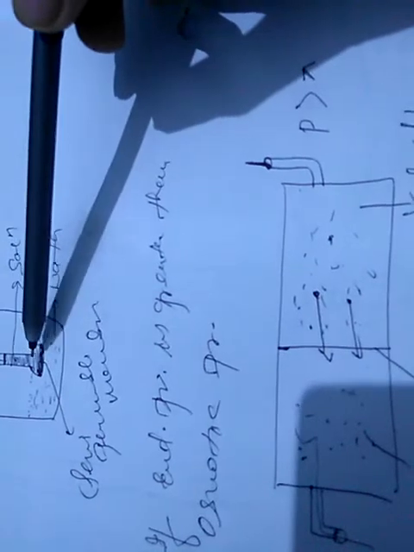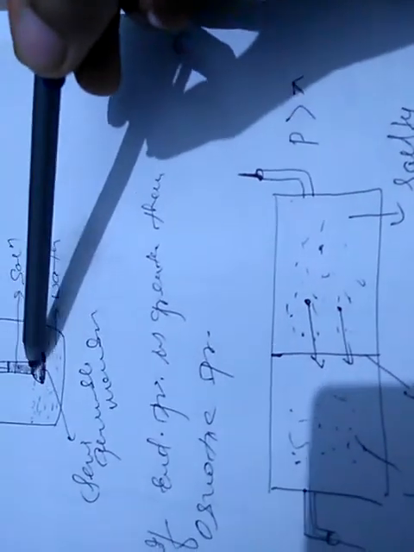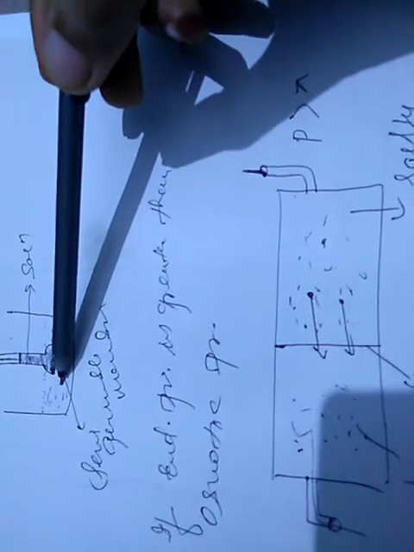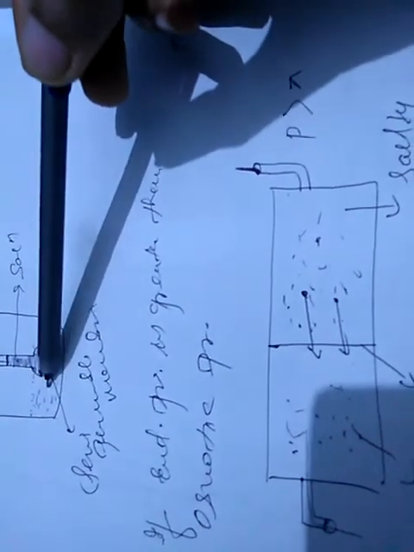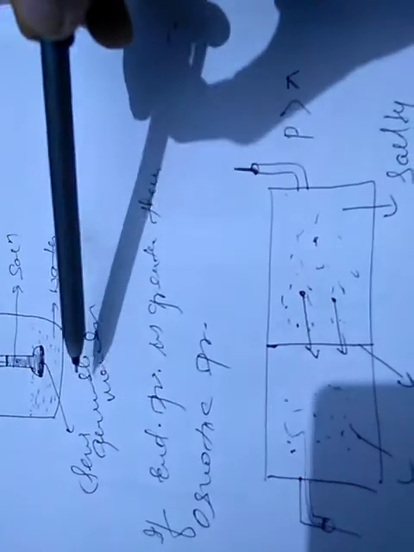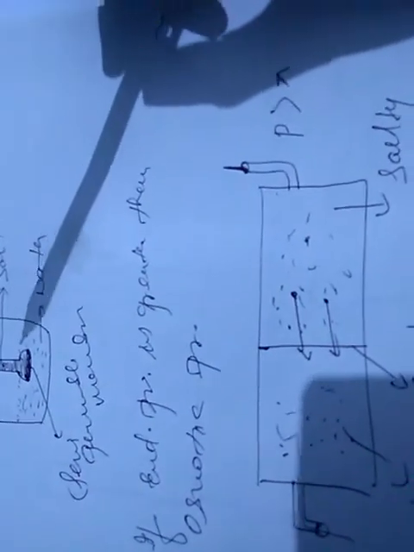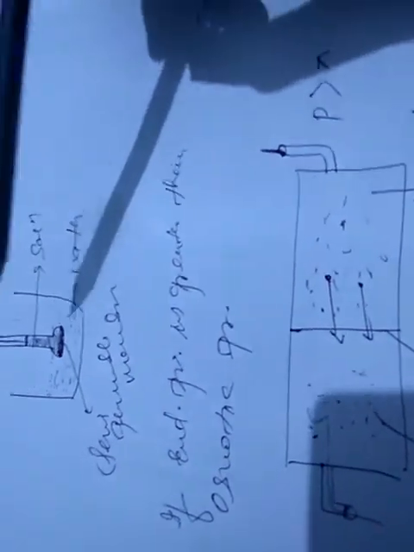So finally I'm ending this video, and before ending, I am going to define reverse osmosis. What is this reverse osmosis? It is the movement of solvent molecules from the solution to the pure solvent in the direction reverse of that of ordinary osmosis.